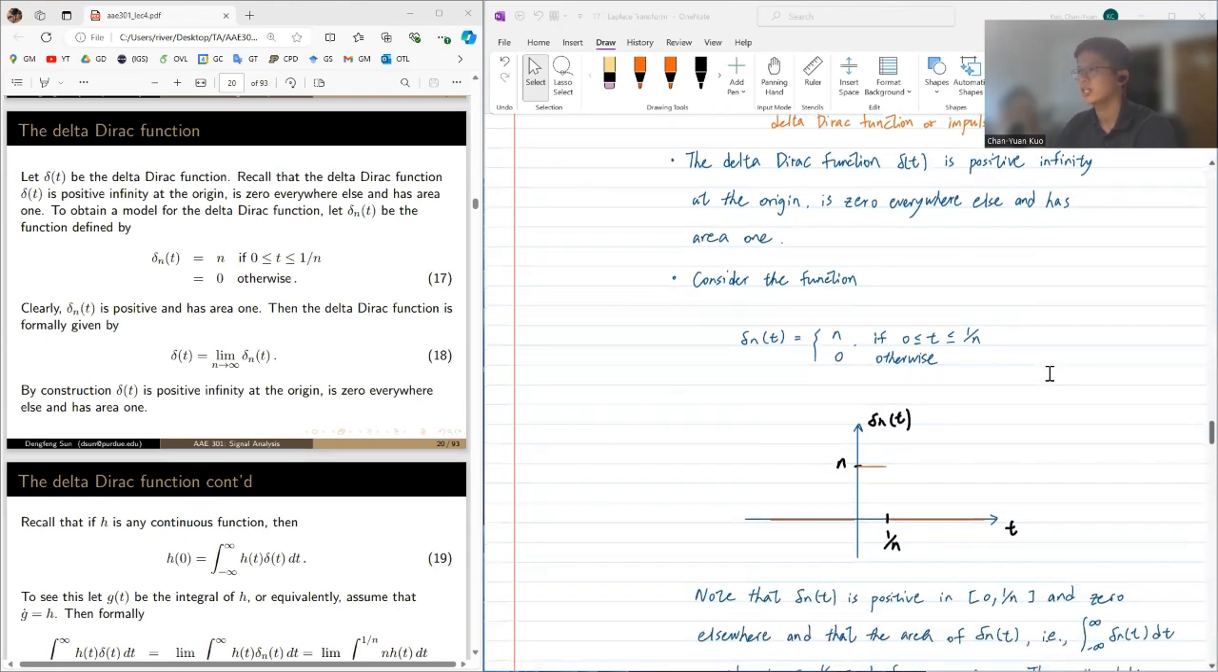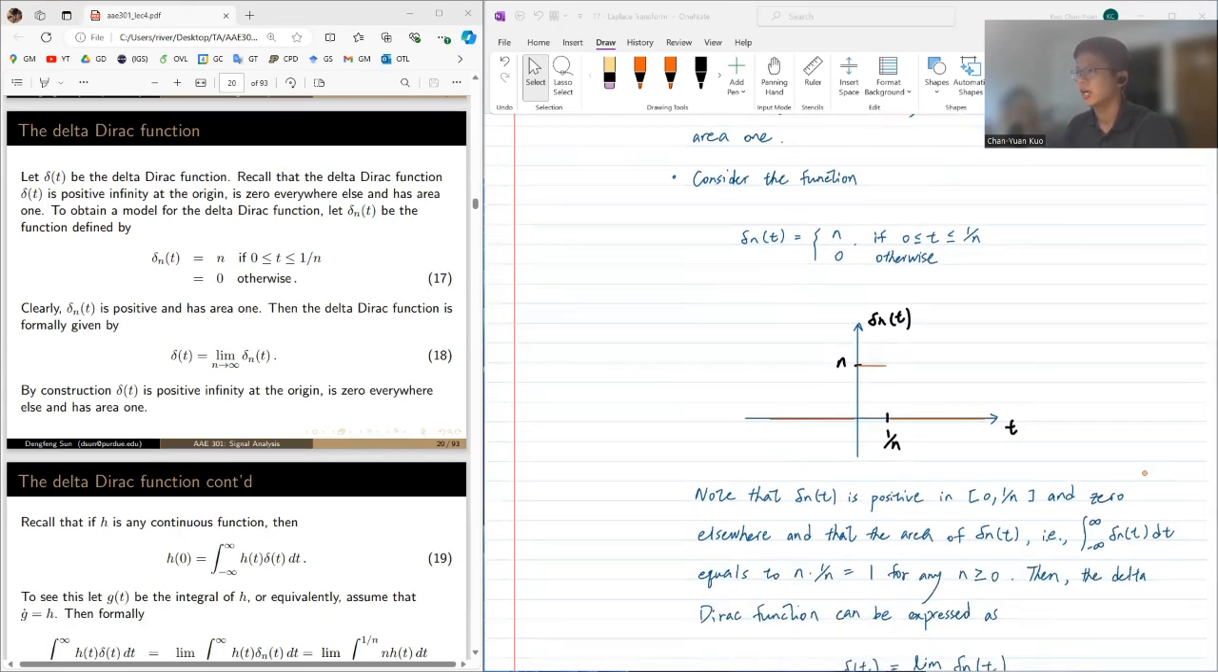And to help you visualize the delta function, let's take a look at the function delta n of t, which is an approximation of the delta Dirac function. The function delta n of t takes value n when t is inside the interval from 0 to 1 over n, and it takes value 0 when t is outside the interval.